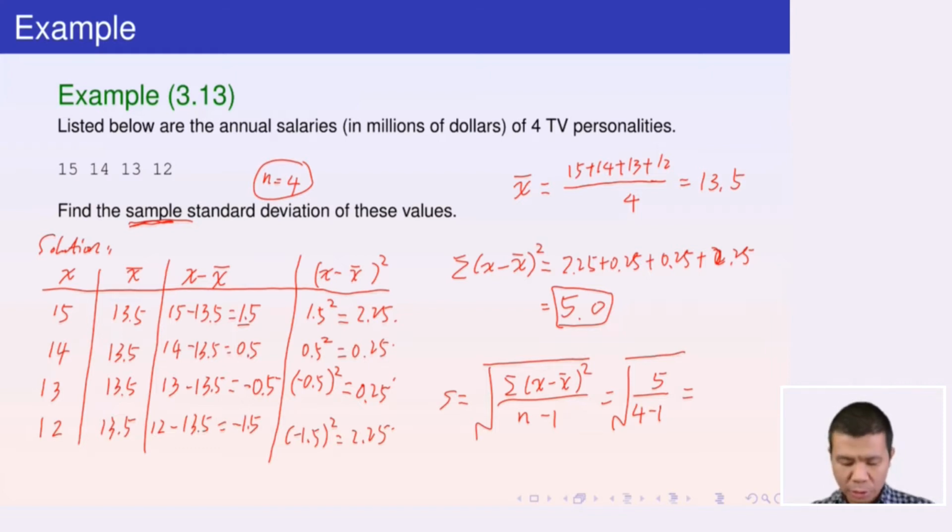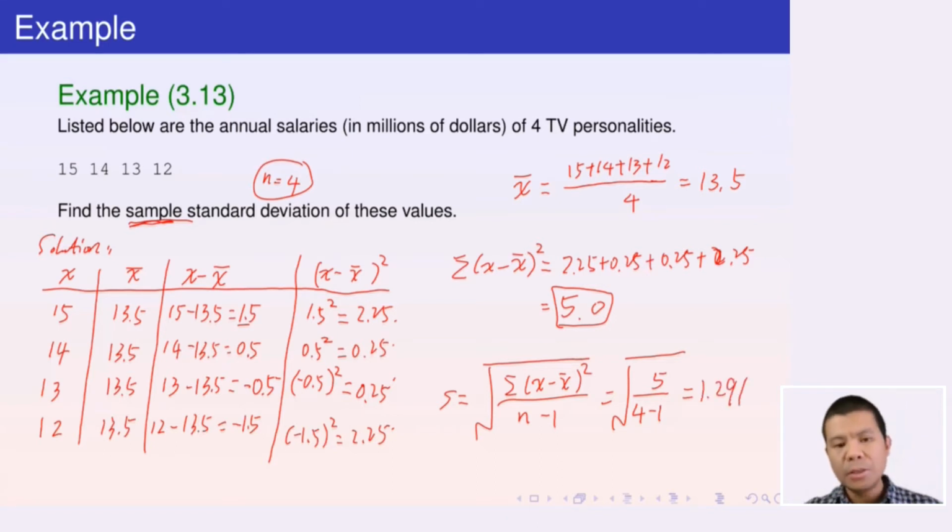It is 5/3, 5 divided by 3, and take the square root. It's 1.29. I got 1.291.